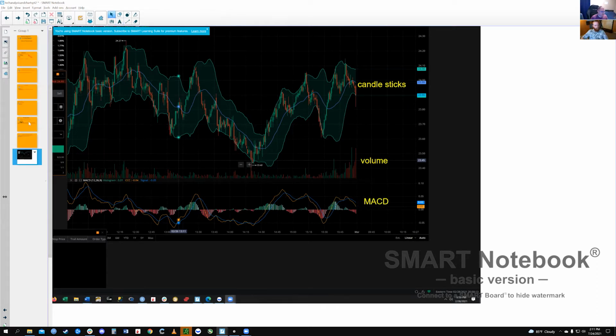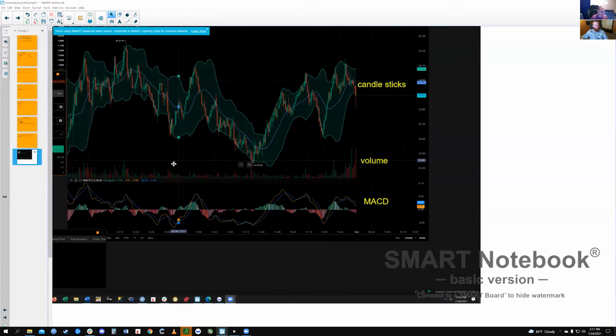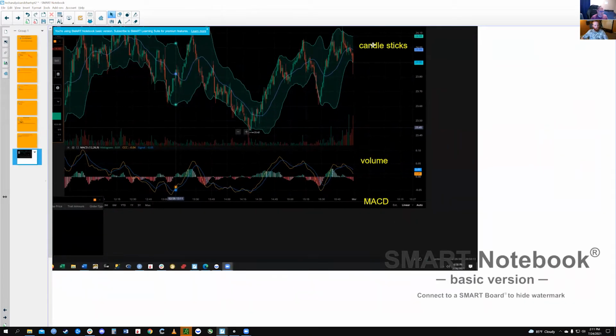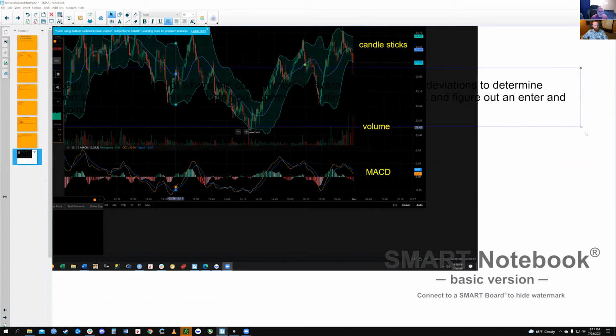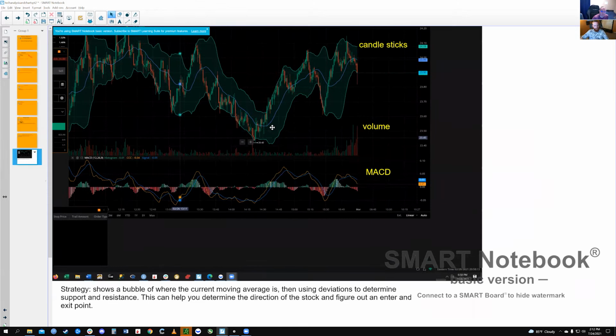Okay, kind of going back, what the strategy is, and I'm going to put this, sorry guys, makes it so much easier to do this. So the strategy for when you deal with Bollinger Bands is it shows a bubble of the current moving average, and then it uses standard deviations, so the averages that it could be, to give you support and resistance prices.